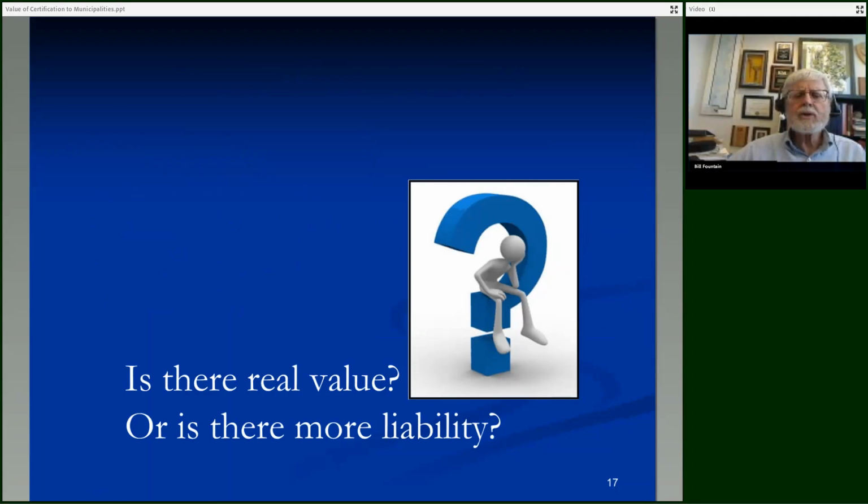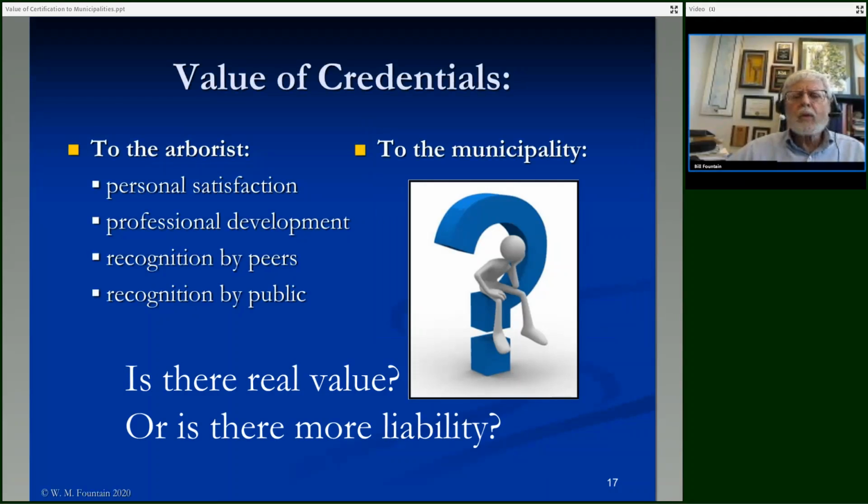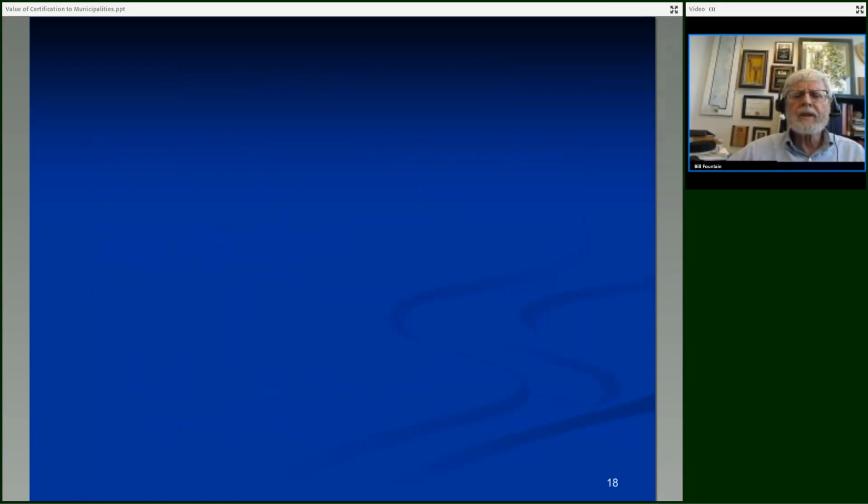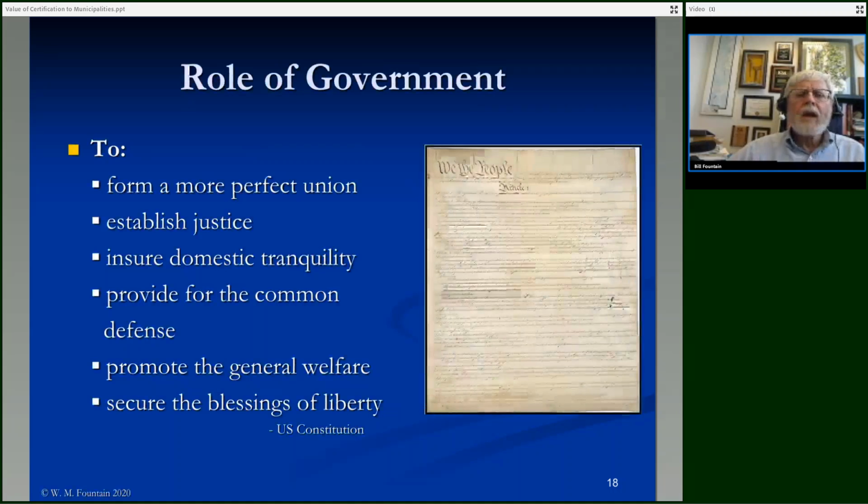Now, one of the questions is, what is the real value of this to the municipality? Or does having TRAQ qualified individuals on our staff, does that really increase our liability? And this is a question that you may get from the county attorney or the city attorney or one of the attorneys for the state. I've certainly been asked that many times before. And the answer to that is going to be that in order to do this, we have to have people that have had appropriate training.